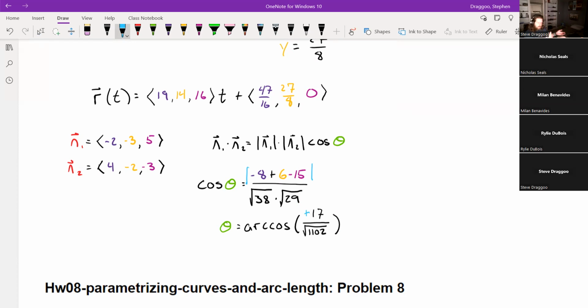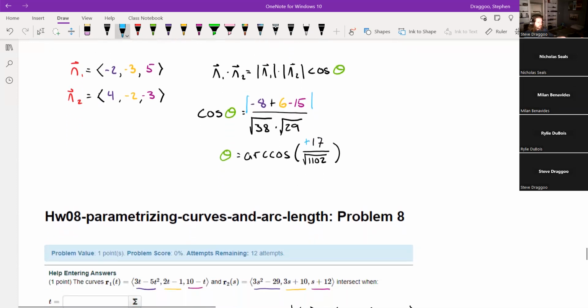One of them is smaller than 90 degrees. The other is larger than 90 degrees. Or maybe they're both 90 degrees if they're perpendicular to each other. But still, I know that we'll often ask for just the acute angle that's between them, which means I want the absolute value of the inside to ensure that I come out in the first quadrant.